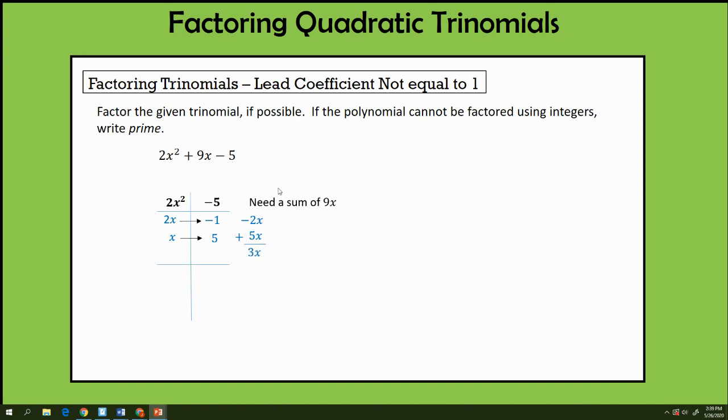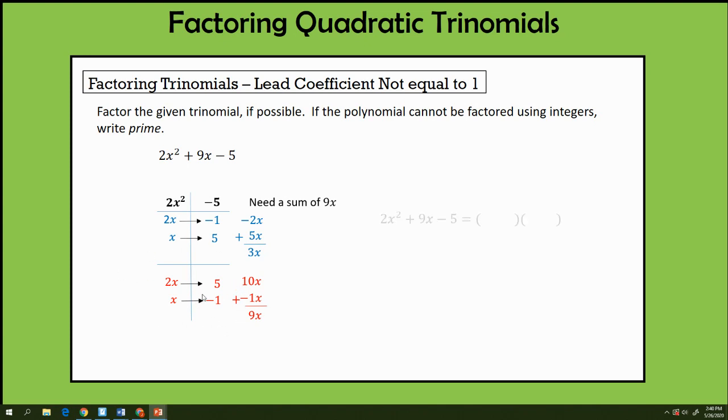We wanted 9x. So you've got to start thinking to yourself, mentally, how could I switch this around? Essentially, if we just switch around the 5 and the negative 1, put the 5 on top, negative 1 on bottom. Now, it does matter the order here, right? Because we're going to multiply across. So look what happens. 2x times 5, that's 10x. X times negative 1, that's negative 1x. And if I add 10x and negative 1x, I get 9x, and that's what we wanted. So this is the right combination.